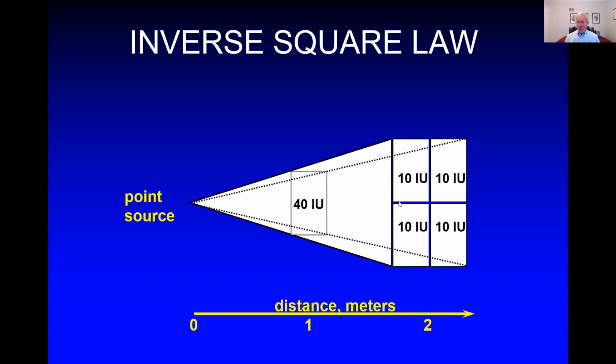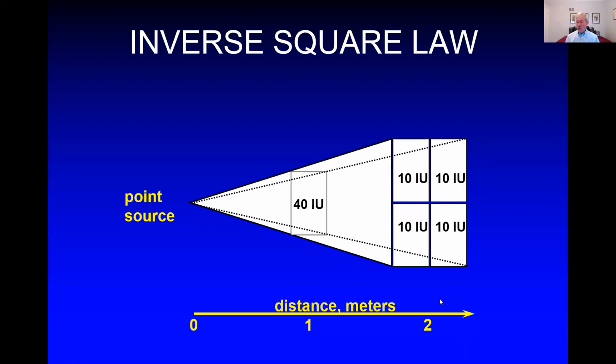And so have we lost any energy or not? The answer is no. We still have 40 intensity units in total, but look what happened. It's distributed over 4 boxes instead of 1. So the intensity went down by a factor of 4. So here's the easy way to think about this. If you double the distance, the reading drops by a factor of 4.